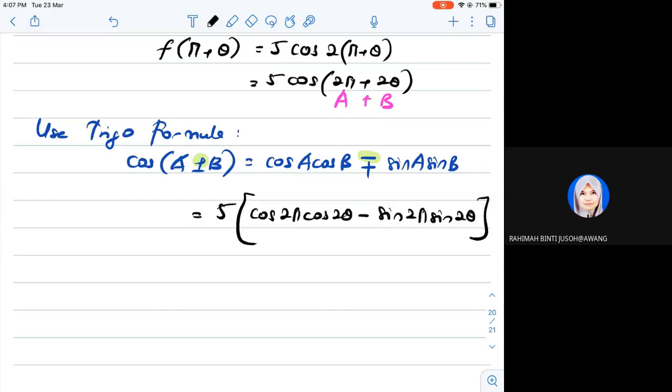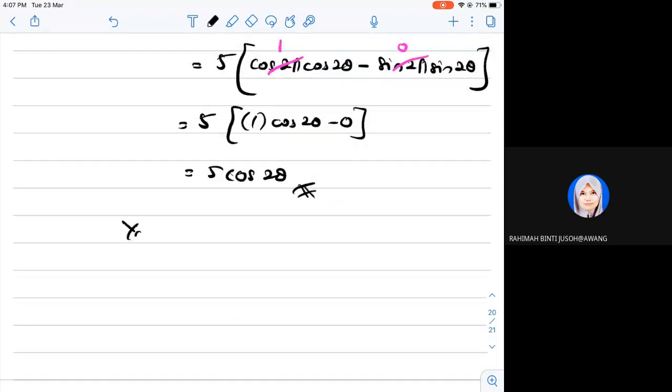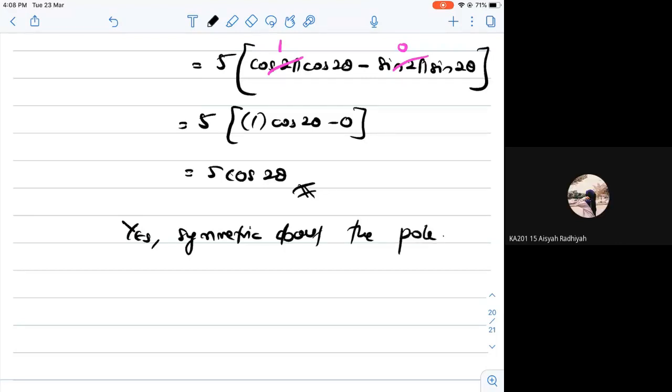Macam tu. So kalau you pakai calculator, cos 2 pi is 1. Sin 2 pi is 0. Okay, good. So now dia akan jadi 5, 1 darab cos 2 theta, tolak kosong. So dapatlah 5 cos 2 theta. So siap dah. Yes, symmetric about the pole. Understand guys? Kalau keluar soalan macam ni dalam test boleh jawab. InsyaAllah medium. Okay. Alright. Ada soalan ke?